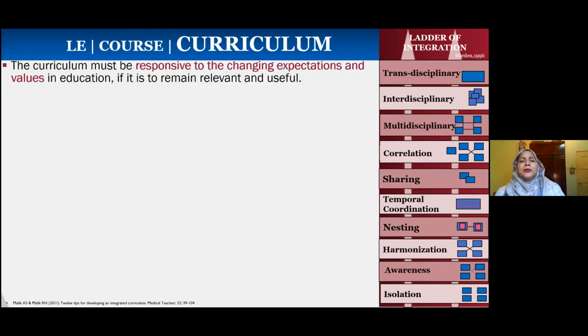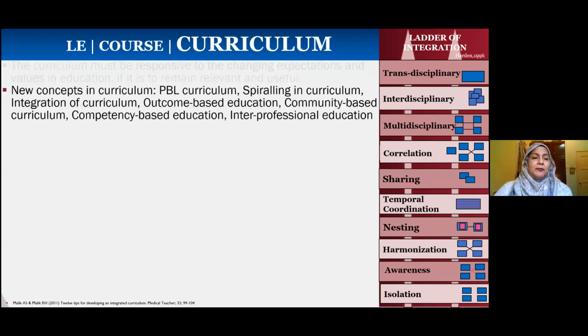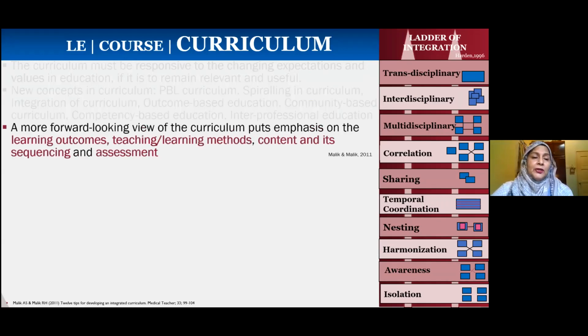The curriculum must be responsive to the changing expectations and values in education if it has to remain relevant and useful. New concepts in curriculum, for example, the PBL curriculum, which is no more new, it is more than 50 years old, the spiraling of the curriculum, integration of the curriculum, outcome-based education, community-based education. Nowadays, more in vogue are competency-based education and interprofessional education. These are all different components of the curriculum.